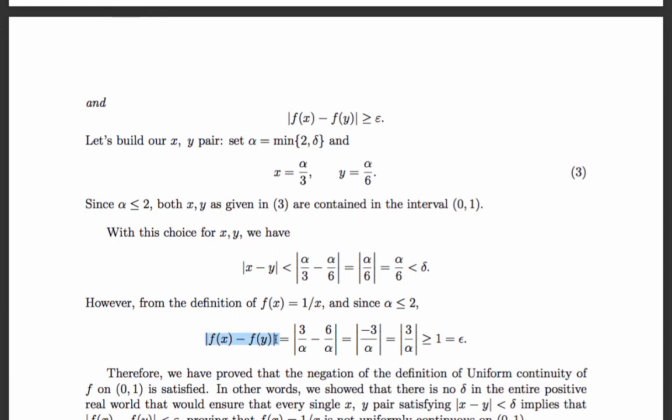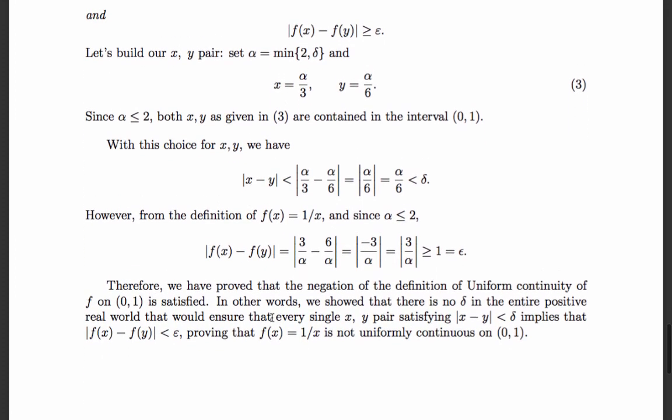Now let's consider the absolute value of f of x minus f of y. That's equal to 3 over alpha minus 6 over alpha, because, well, remember that f of x is just the reciprocal. So I get |3 minus 6| over alpha, which is 3 over alpha, which is greater than or equal to 1. Why? Because remember, alpha is either 2 or smaller. If it's 2, I get 3 halves, and if it's smaller, I get something bigger than 3 halves. Either way, it's bigger than 1, which is epsilon. Which means we've proved the negation of the definition of uniform continuity. So, 1 over x is not uniformly continuous on the interval 0 to 1.